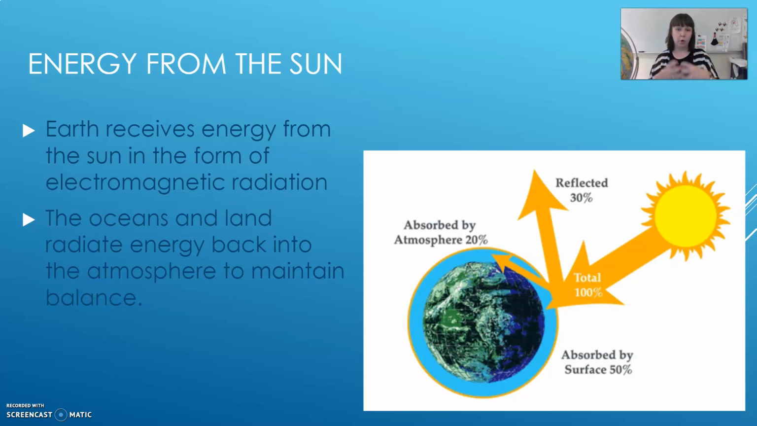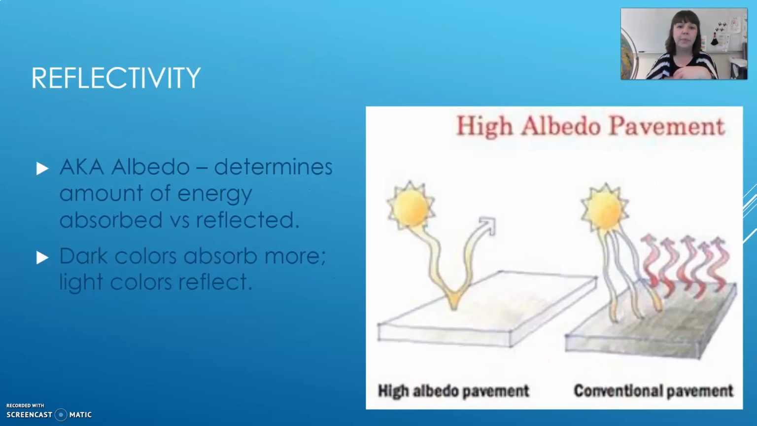The earth absorbs some of that radiation, that energy. The atmosphere absorbs some of that radiation. And then also some of it is reflected back off into space. And that absorption and reflection helps us to maintain our balance.